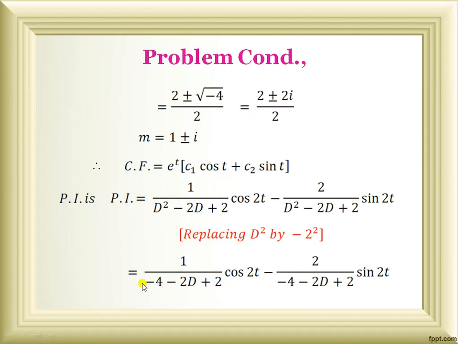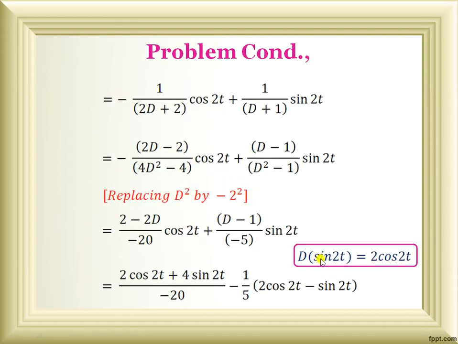Simplifying, the first term gives minus 2D minus 2. Taking minus common, it becomes 2D plus 2. In the second term, minus 2D minus 2, I am taking minus out, so this minus becomes positive. Numerator and denominator 2 get cancelled. Therefore the remaining is D plus 1 in the second term.